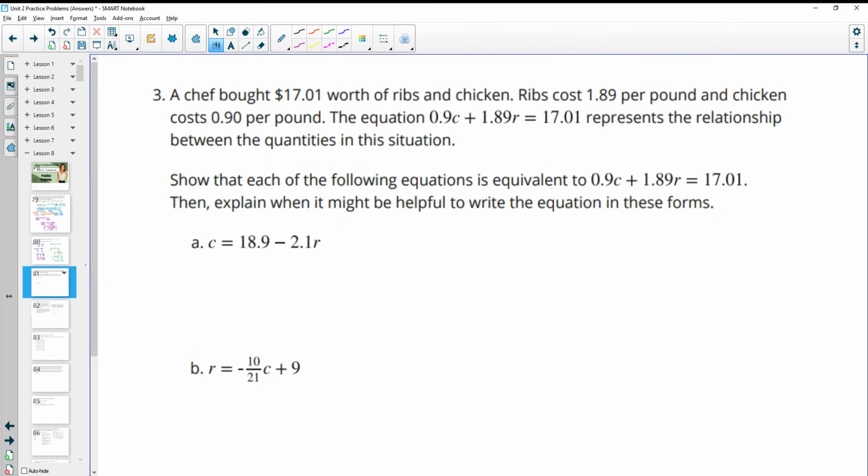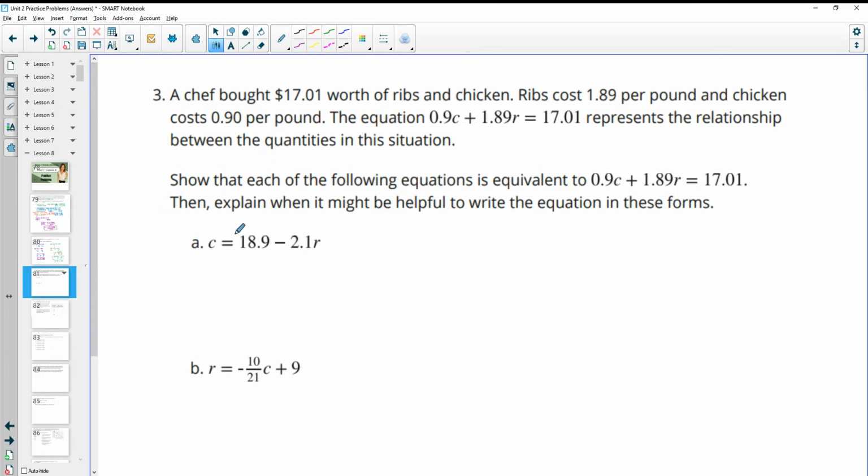Number 3, a chef bought $17.01 worth of ribs and chicken. Ribs cost $1.89 a pound and chicken costs 90 cents per pound. The equation 0.9c plus 1.89r equals 17.01 represents the relationship between the quantities in this situation. Show that each of the following equations is equivalent to that equation, then explain when it might be helpful to write the equations in this form.